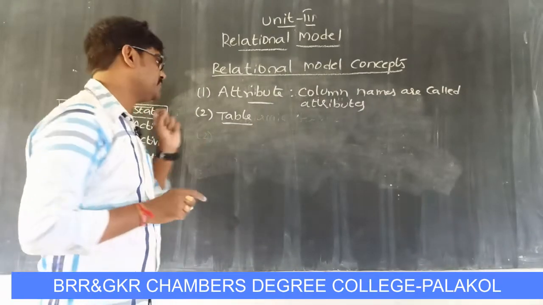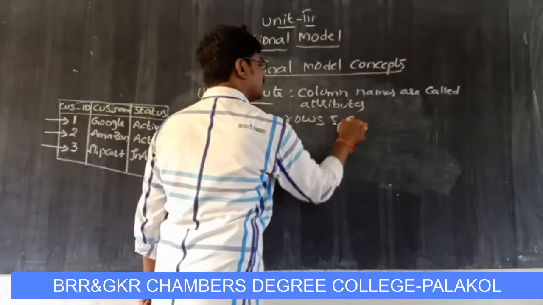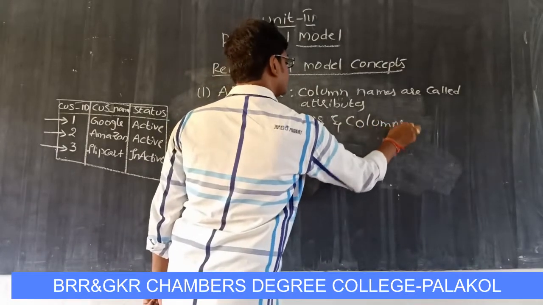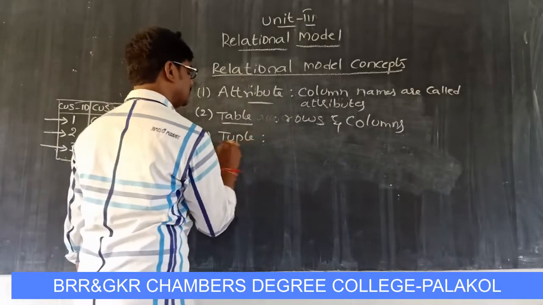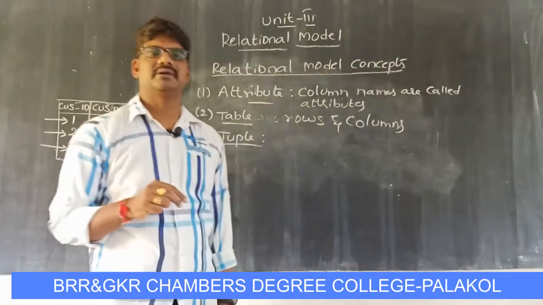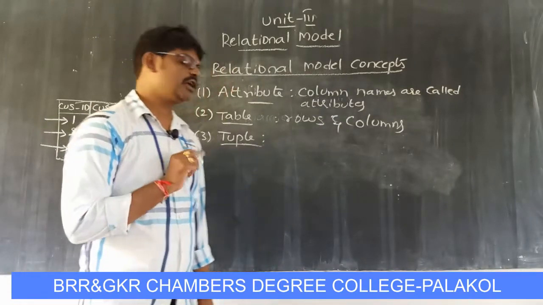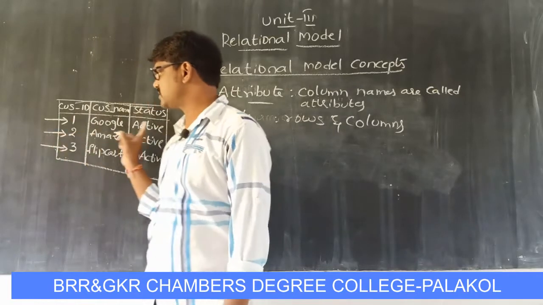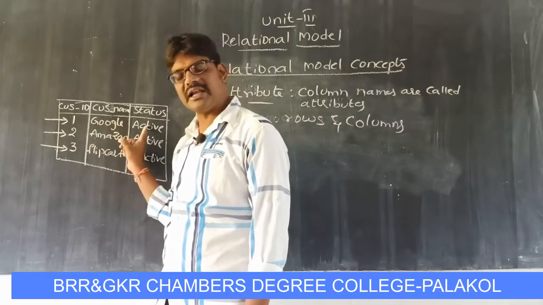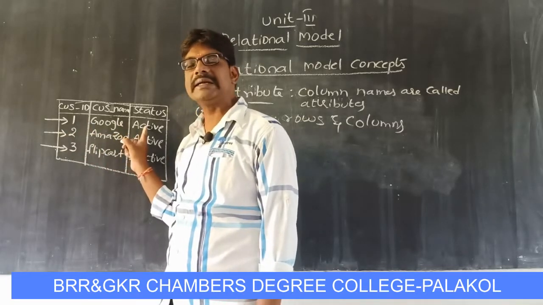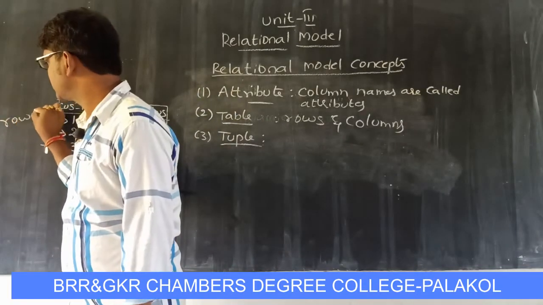Okay, next one, tuple. It represents rows and columns. Very important, tuple. What is the meaning of tuple? A single row of a table is called a tuple. For example, this is a row, so this is one row. We call it one record, and in the relational model we call it a tuple.